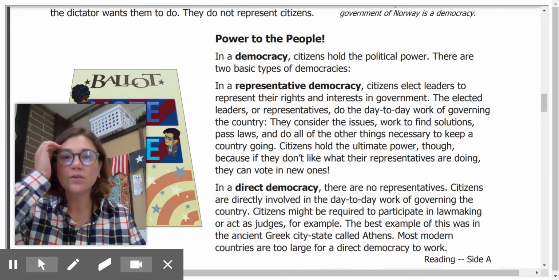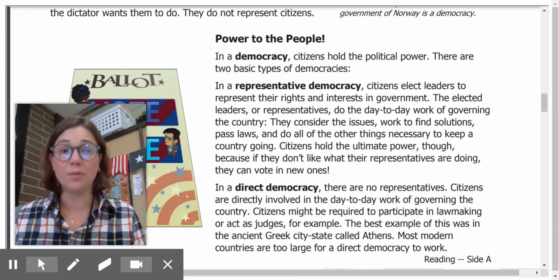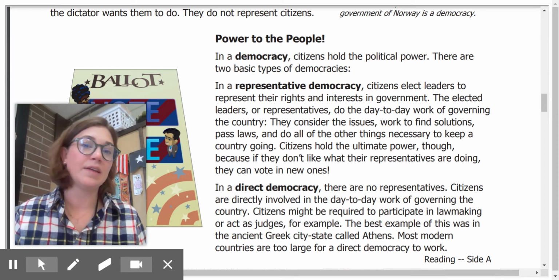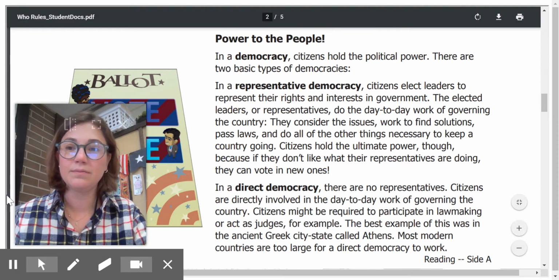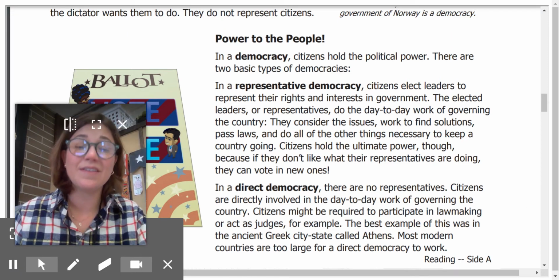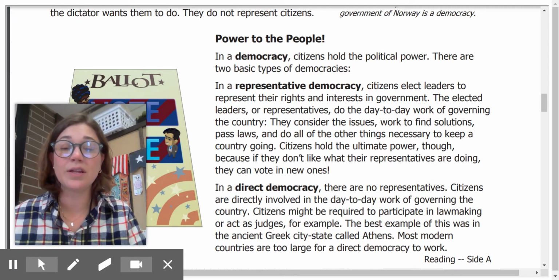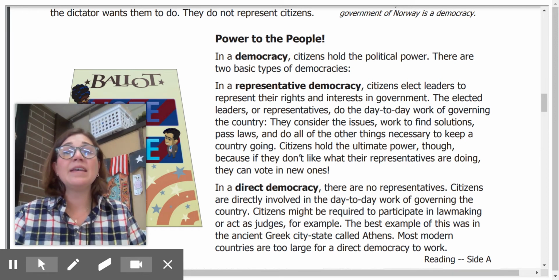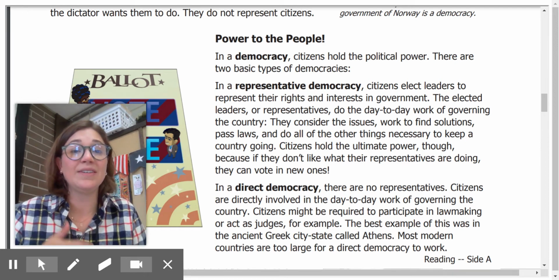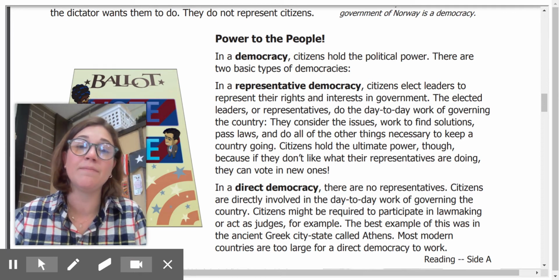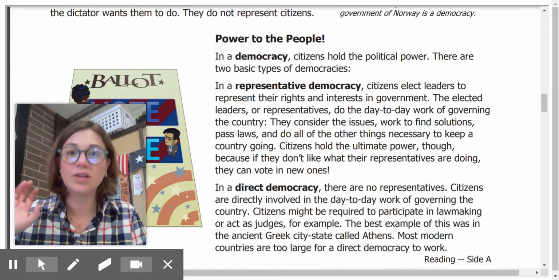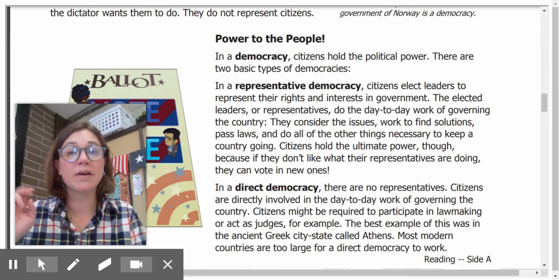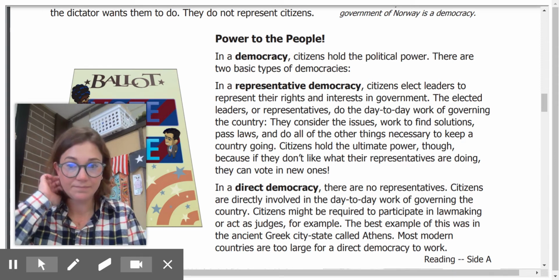The elected leaders or representatives do the day-to-day work of governing the country. They consider the issues, work to find solutions, pass laws, and do all the other things necessary to keep a country going. Citizens hold the ultimate power, though, because if they don't like what their representatives are doing, they can vote in new ones. So that's a representative democracy. America is a representative democracy.